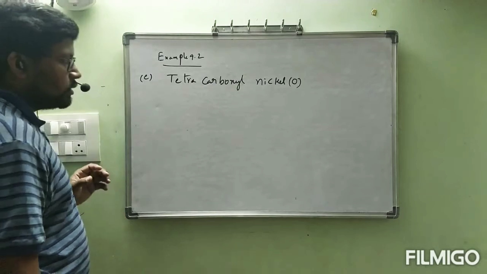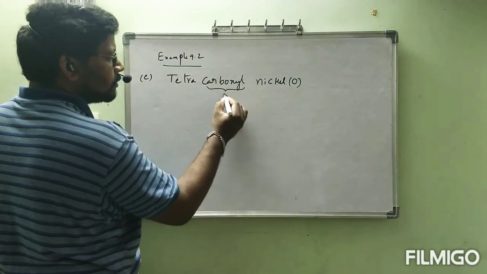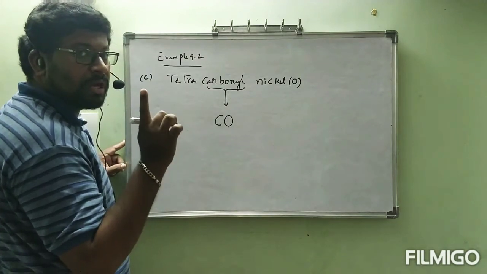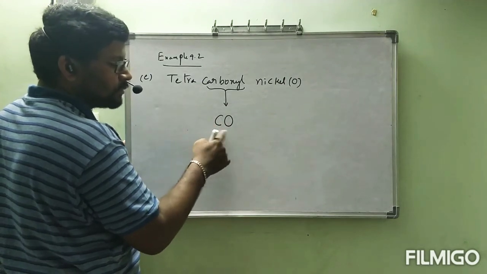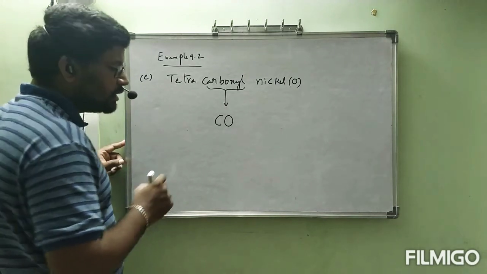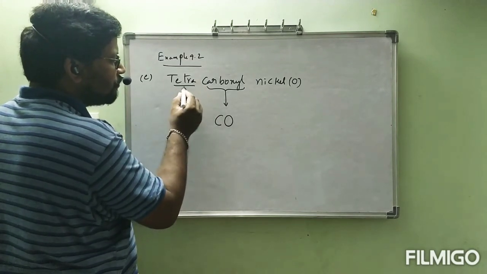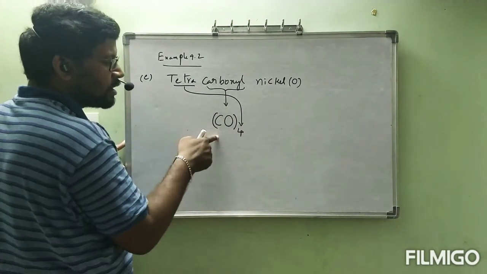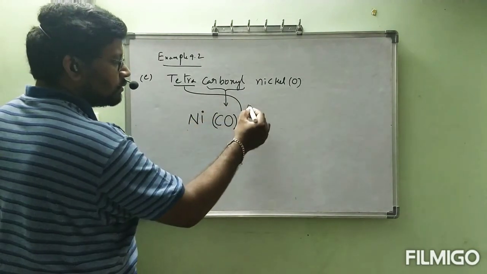Now, see, carbonyl means CO. Not cobalt. Cobalt is capital C, small o. Here carbonyl means C, this is carbon, this is oxygen. In aldehydes, ketones and carboxylic acids, the CO group is called the carbonyl group. Like that here also, carbon, oxygen, carbonyl. How many are there? 4. Tetracarbonylnickel, Ni.